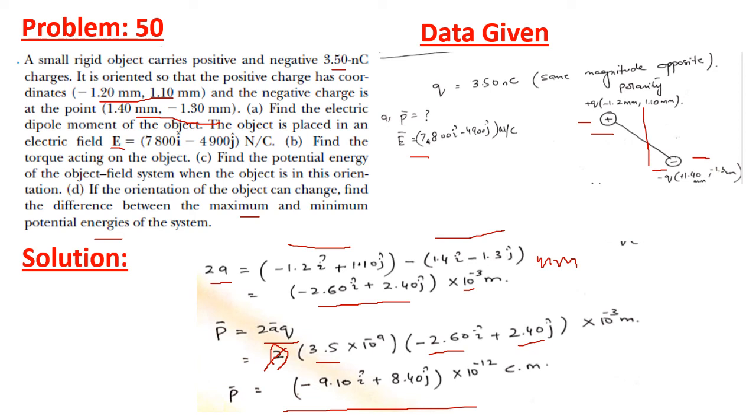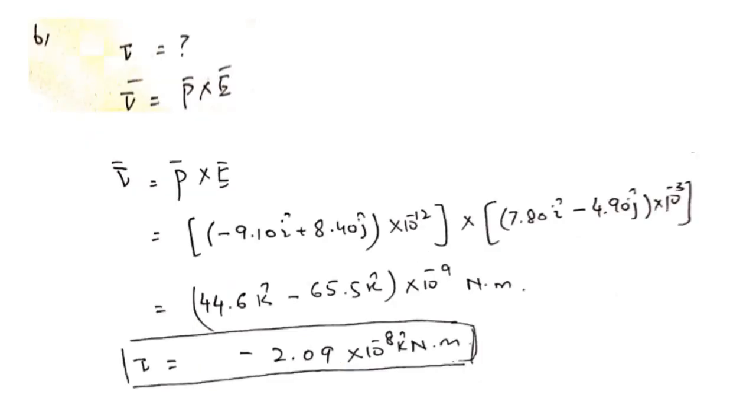Okay, now proceeding to part B. In part B, I have to find the tau. I know that tau is equal to P cross E. I know the value of P now. I know the value of E. It is given in the data. So simply I'll take the cross product between these two.